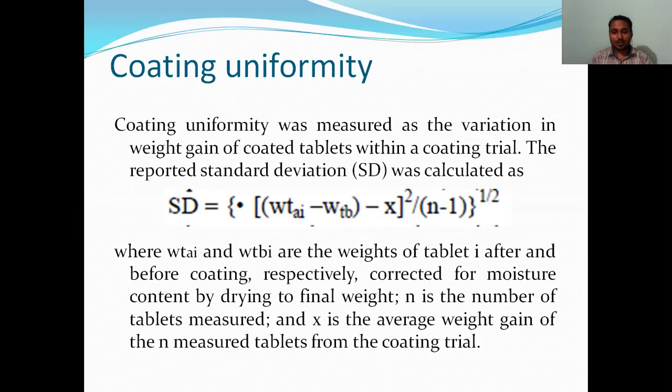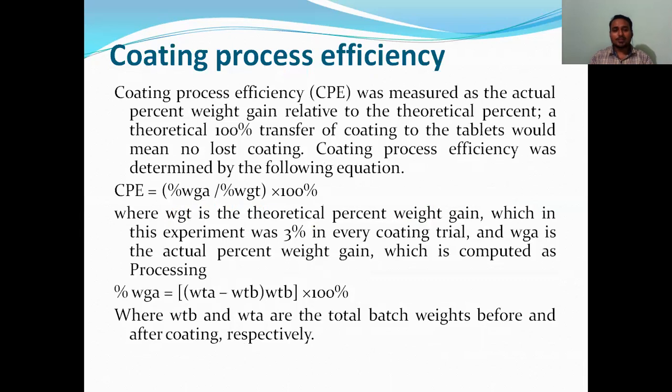So here is how we can calculate the standard deviation. WTAi is the weight after coating, WTBi is the weight before coating, X is the average weight gain of the tablet, and N is the number of tablets that we are using in the coating. By this process only we can calculate the coating uniformity. Next comes the coating process efficiency.